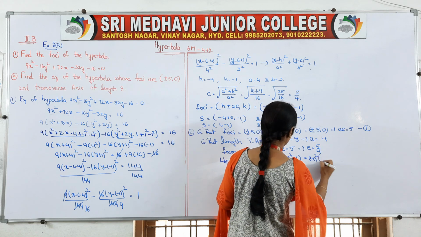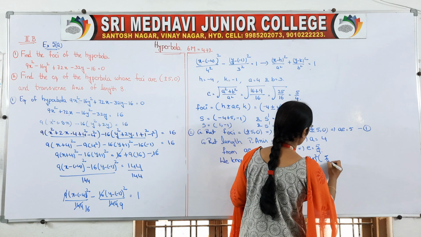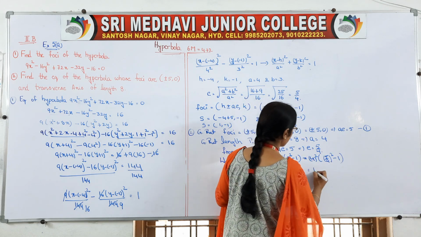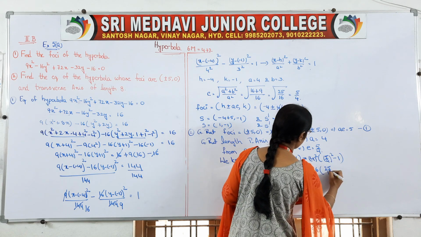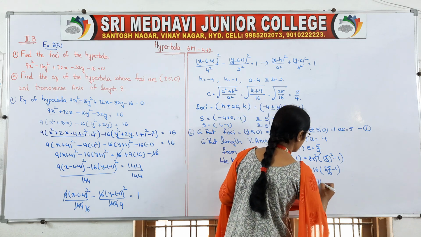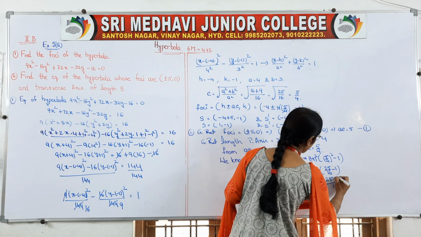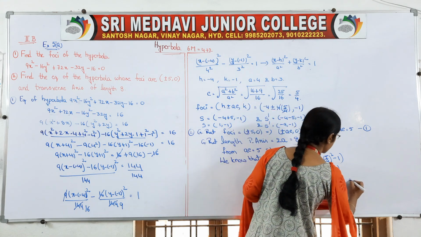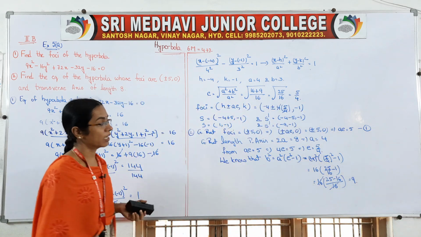So a square, a is 4, right? It is 4 square into e square, that is 5 by 4 whole square minus 1. So it is 16 into 25 by 16 minus 1. So it is 16 into, 16 is the LCM, 25 minus 16 by 16. 16 cancels, it is equal to 9. Okay, you got your b square value.